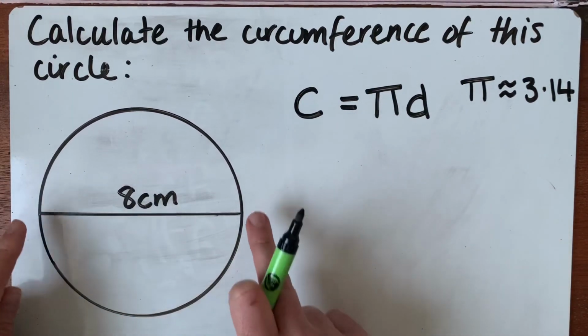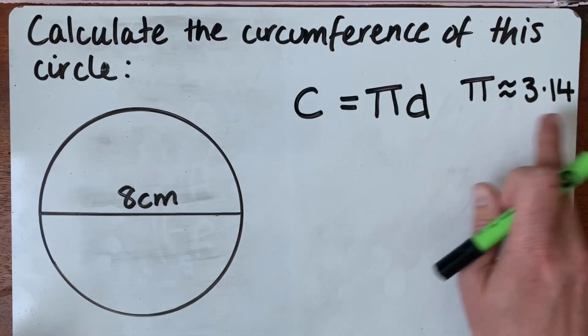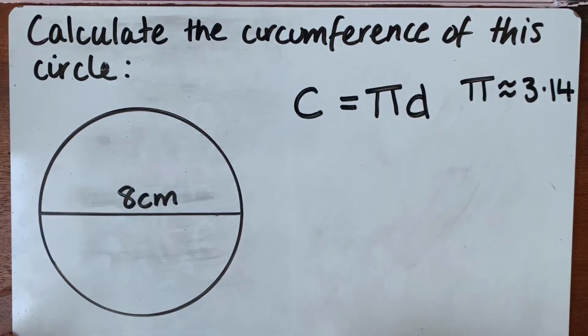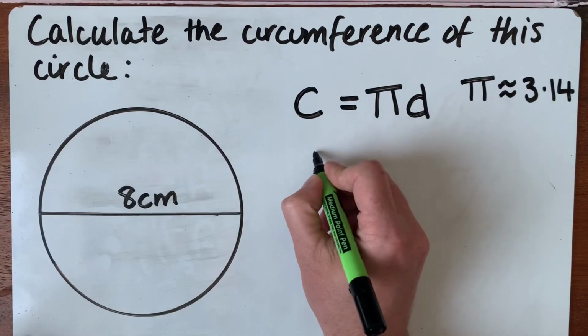So in this first example, we've got the diameter, it's 8. We've got pi, it's 3.14. And what we're going to do, we're going to multiply those two things together. So we've got three lines of working for this really. The circumference is equal to pi times diameter. So the formula, we're going to write that down first.